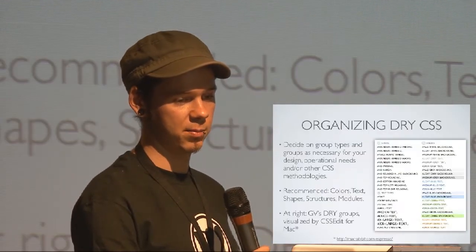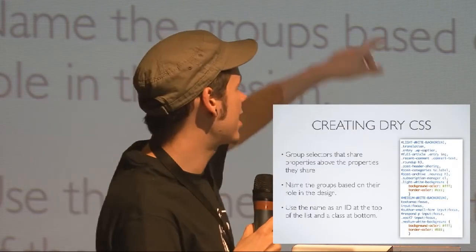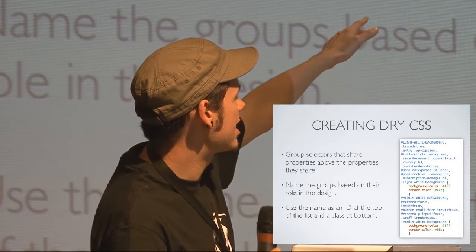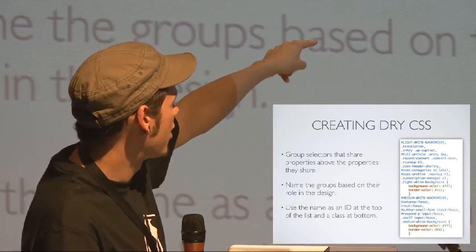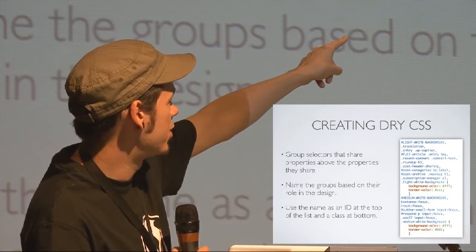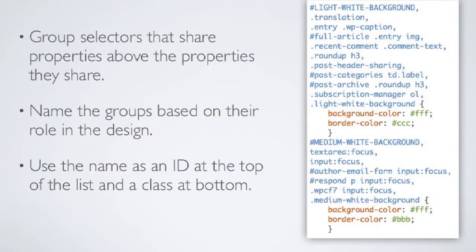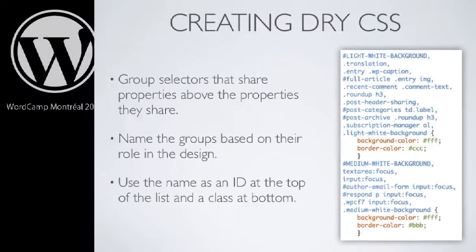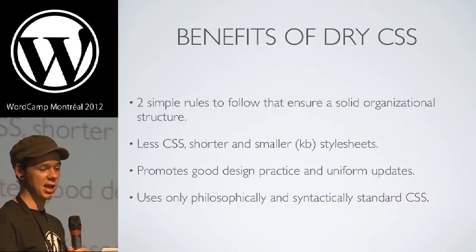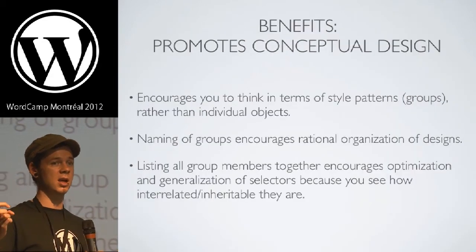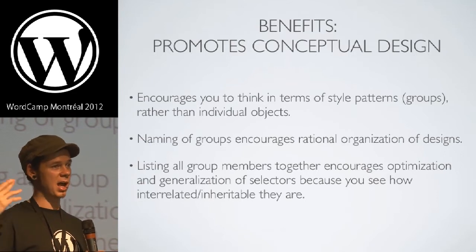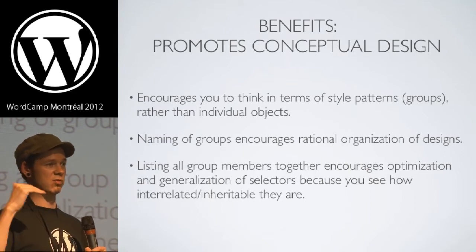So when you have the big stack, listing them all together lets you see which ones are related. So I could see in that top one that dot translation and dot WP caption are both there. And that makes sense because a lot of these are things that go inside of a post that I want to look special, right? And so looking at that list altogether encourages optimization that wouldn't otherwise happen. Like you realize that you can remove some of them.